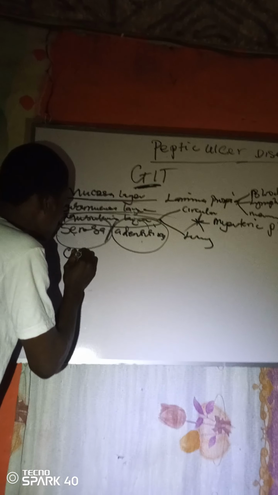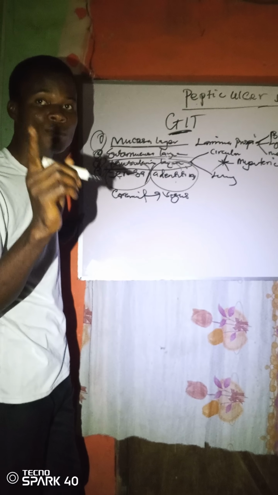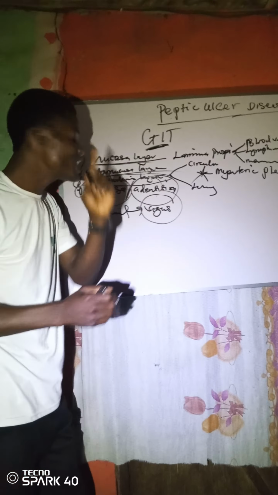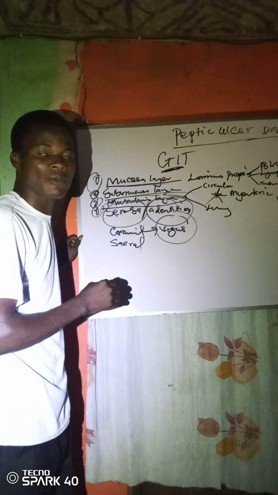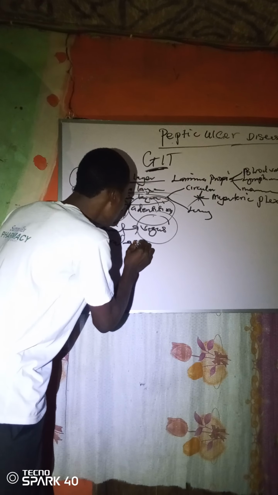The cranial nerve is the vagus nerve. And the vagus nerve is number 10, because we have 12 cranial nerves. So the parasympathetic nerves also contain what they call the sacral nerves. The sacral nerves are spinal nerves.